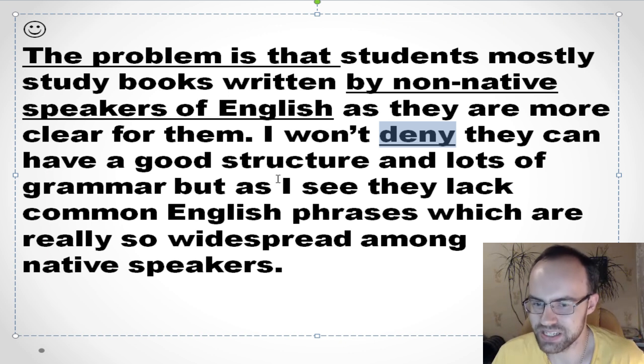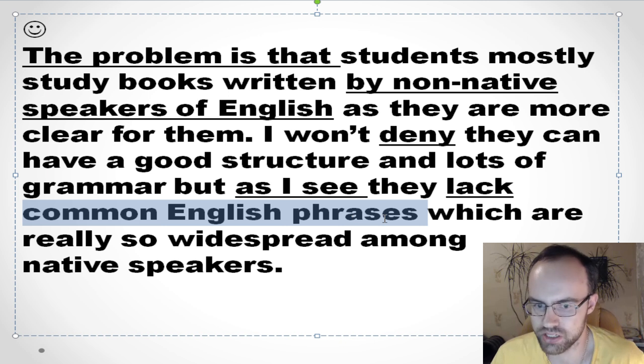But as I see, or as I notice, as I understand, they lack common English phrases. Lack, it means they don't have enough. They lack common English phrases, but not only common English phrases.